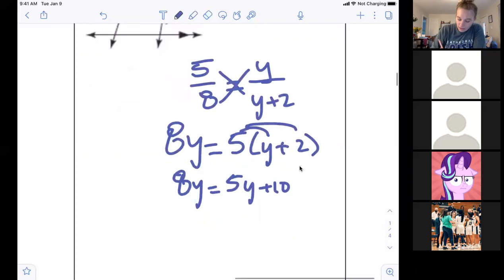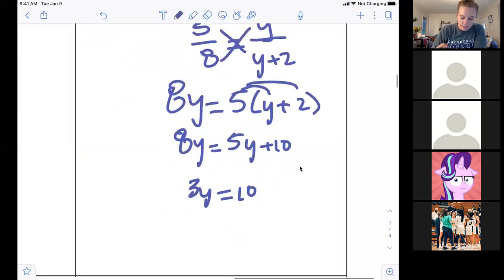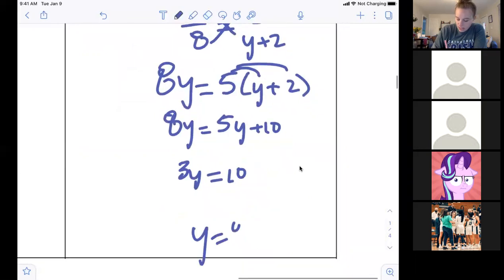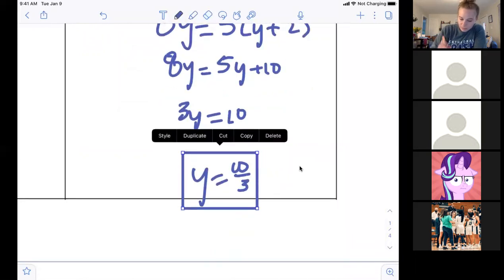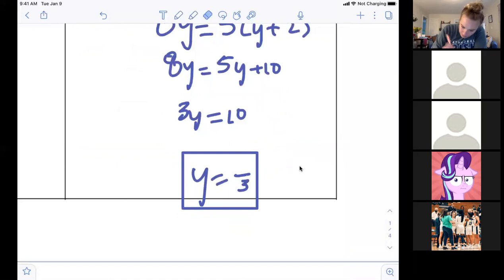And then I'm going to minus 5y from both sides to get 3y. And I'm going to divide by 3, and I'm going to get y equals 10 over 3. You can make that a decimal if you want. I don't have my calculator that close to me. And I wanted to do this example to show you it's okay to get a decimal. It's okay to get something that doesn't work out nicely.